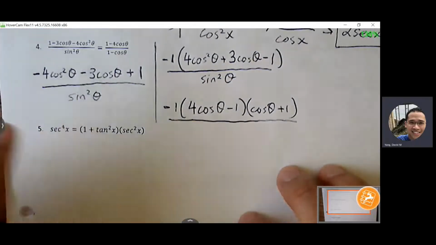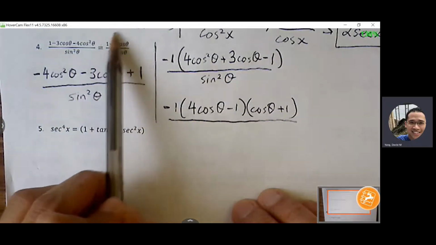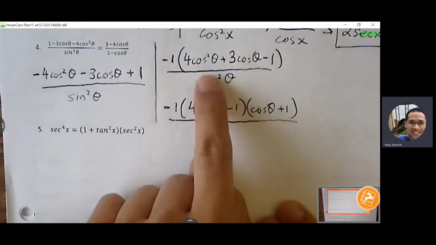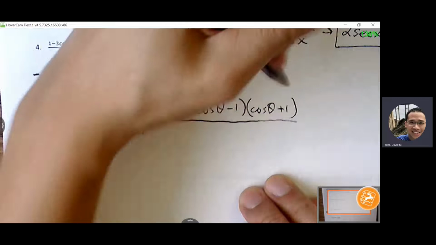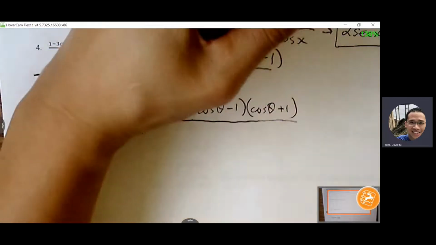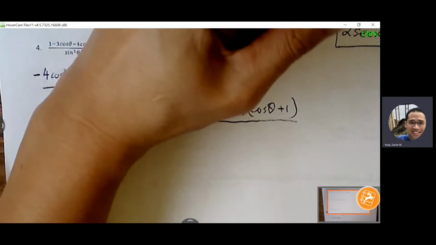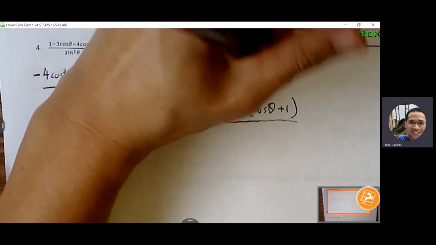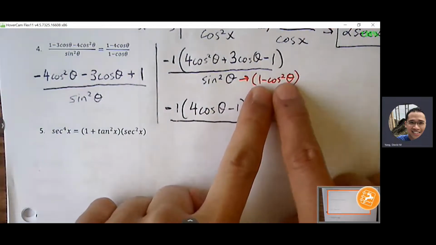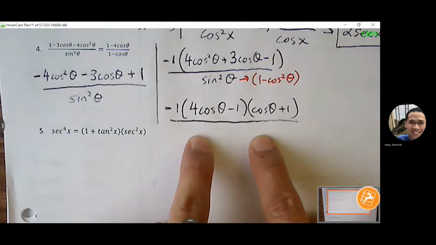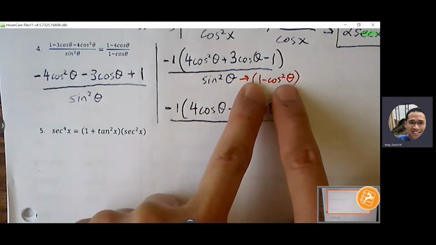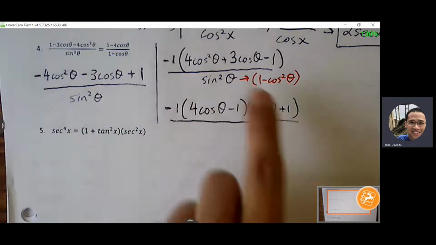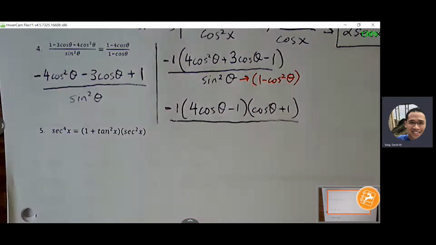Okay. Looks like everything on the right side is in terms of cosine. So what can I do with that sine squared? Sine squared can be turned into 1 minus cosine squared. And what can I do with 1 minus cosine squared, to make it match a little better with maybe this piece here? Difference of squares, right? Factor. So I can split this up into 1 minus cosine theta, 1 plus cosine theta.